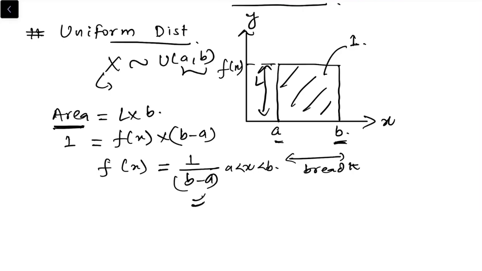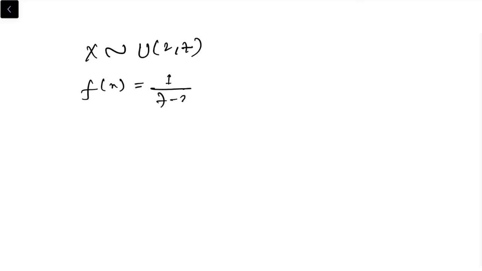All right, now let's do one example. Let's say x follows uniform(2, 7). So the PDF is 1 over 7 minus 2, which is 1 over 5, and the range of x is greater than 2, less than 7. Now let's look at the mean and variance.